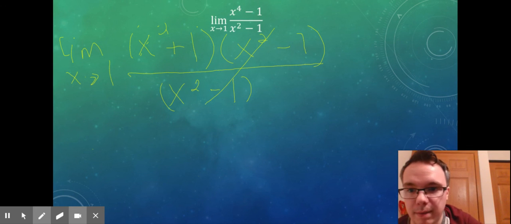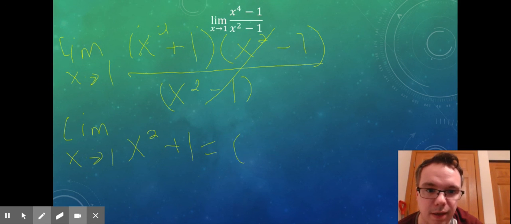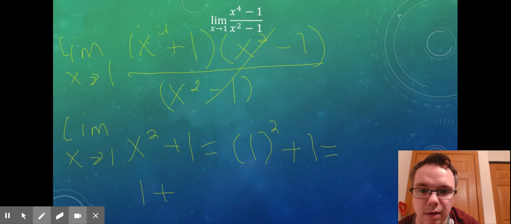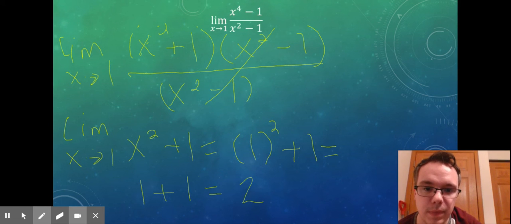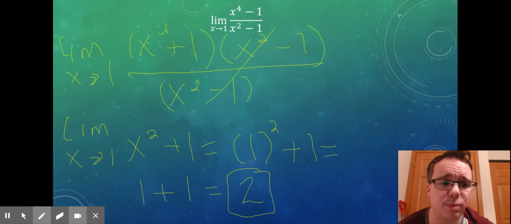So I'm left with the limit as x approaches 1 of x squared plus 1. And if I plug in my 1 for my x, I'll get 1 squared plus 1, which is 1 plus 1, which is 2. So our limit simplifies down to the value of 2. So those are some examples of having to factor in order to simplify a limit.